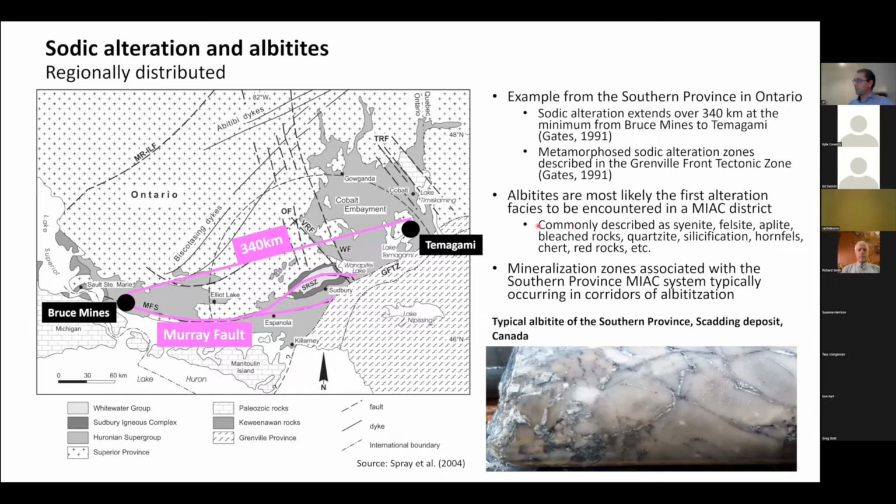If there are zones of bleaching, and in these zones of bleaching the textures of the host rocks are becoming completely obliterated, it would be good to get a whole-rock fluoracid analysis on these rocks and see: is that bleaching a sign of sodic alteration? Because if yes, then this could suggest proximity to a structure along which fluids could have been circulating. And then the next question is, if these fluids have been circulating along these structures, can there be zones of mineralization along the same structure? And this is, for example, a typical albitite in the southern province at the Scanning deposit.